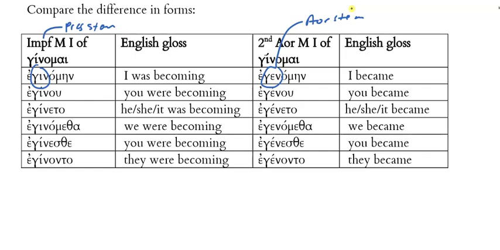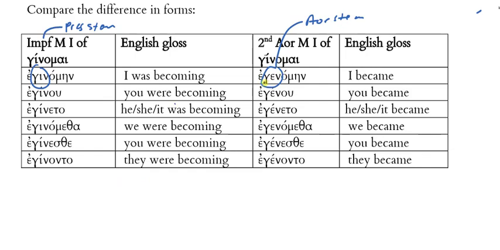All right. So, let's just say these for fun, shall we? Egenomein. So I was becoming. Egenou. You were becoming. Egeneto. He, she, it was becoming. Egenometha. We were becoming. Egenesthe. Y'all were becoming. Egenonto. They were becoming.